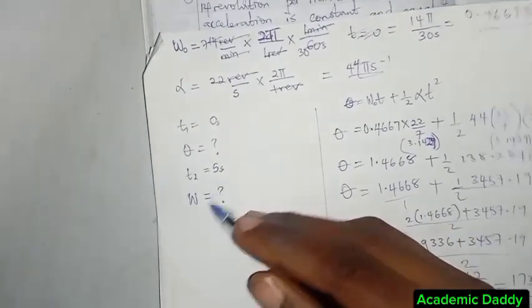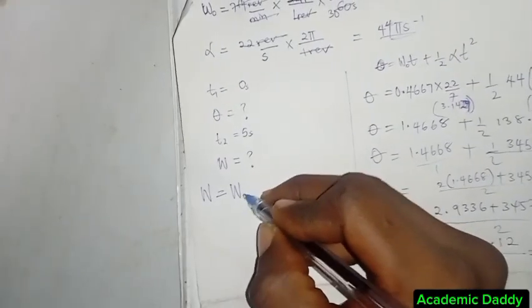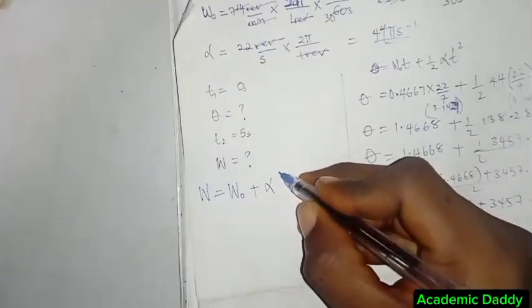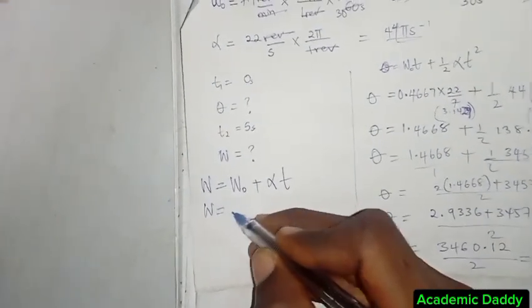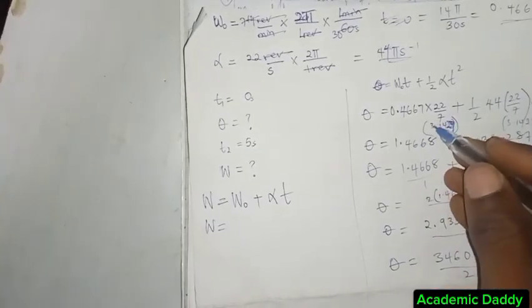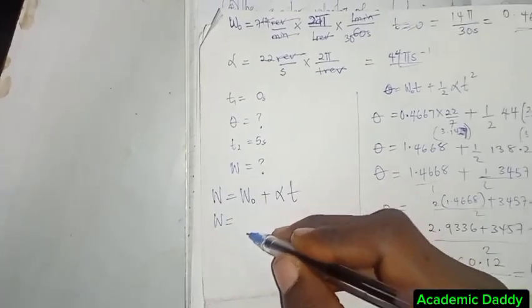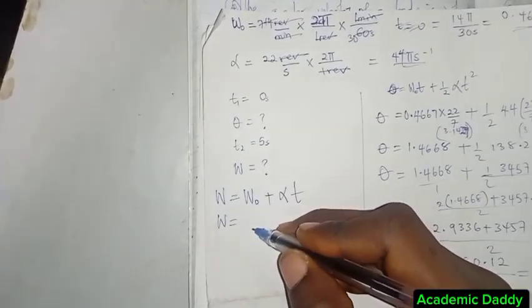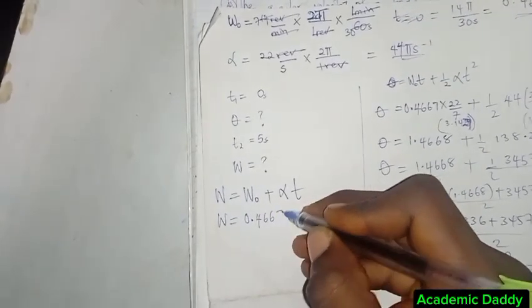Alright, so the next thing they asked us to find is the angular velocity at that time. Notice that what we have is initial velocity. So to find this, we simply say W equals W naught plus acceleration times t, that is from v equals u plus at. So W naught is 0.46667 pi.